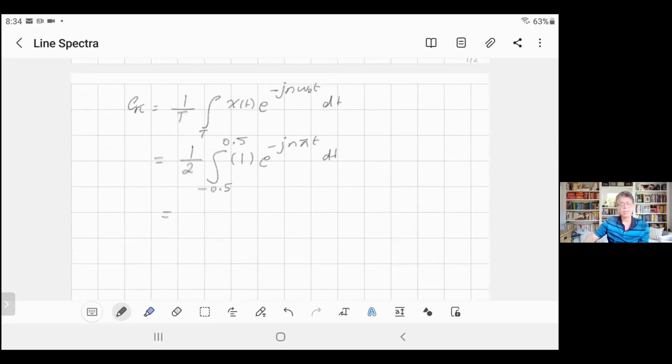You do the integration and simplification as we did last time. Let me give you the result, and it'll be good practice for you to check. That is equal to 1 over n pi times sine of n pi over 2. That's CK, so I should use k, not n. I have n here. All right, so we'll keep it in.